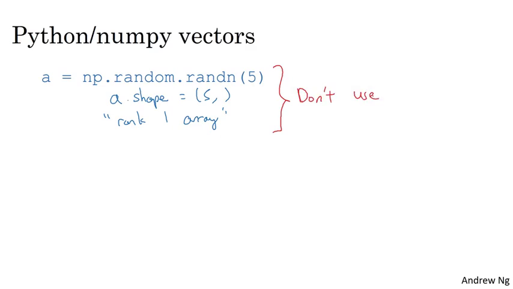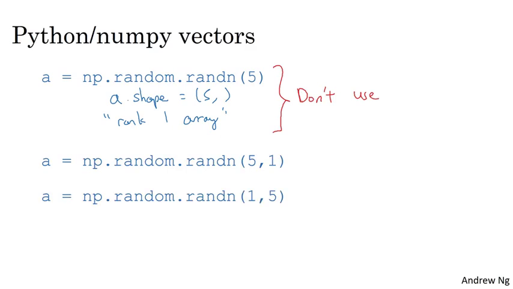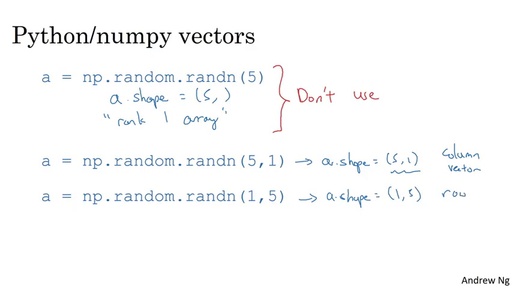Instead, every time you create an array, you commit to making it either a column vector, so this creates a 5 by 1 vector, or commit to making it a row vector, and then the behavior of your vectors will be easier to understand. So in this case, a.shape is going to be equal to (5,1), and this is a column vector. That's why you can think of this as a 5 by 1 matrix or as a column vector. And here, a.shape is going to be (1,5), and this behaves consistently as a row vector. So when you need a vector, I would say either use this or this, but not a rank 1 array.